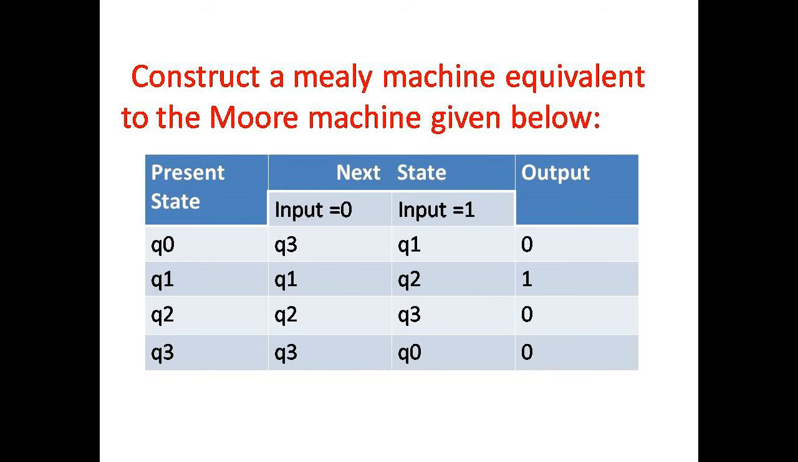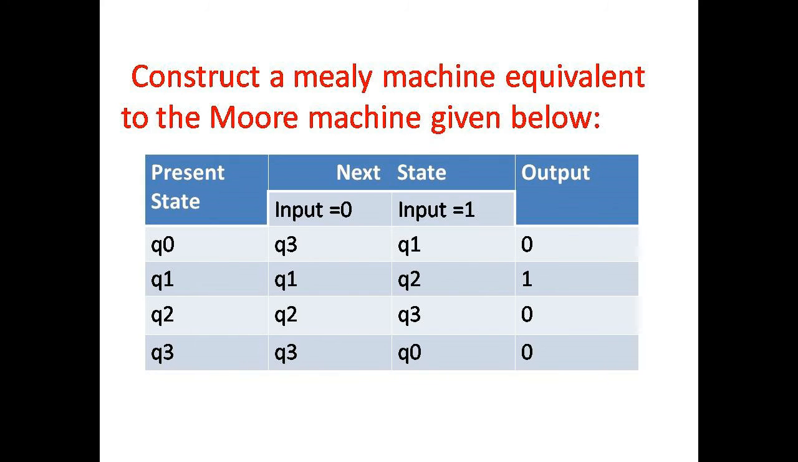Now the next example of Moore to Mealy conversion. Construct a Mealy machine equivalent to the Moore machine given below. The present states are Q0, Q1, Q2 and Q3. Inputs are 0 and 1. Outputs are 0 and 1. Q0 produces the output 0, Q1 produces the output 1, Q2 produces the output 0, and Q3 produces the output 0.